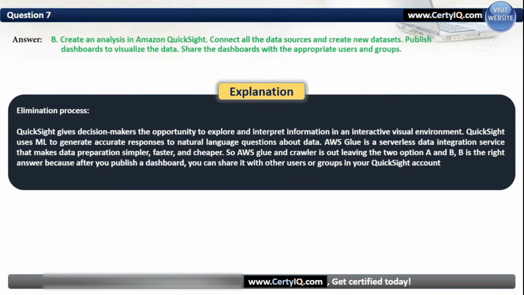AWS Glue is a serverless data integration service that makes data preparation simpler, faster, and cheaper. So, AWS Glue and Crawler is out, leaving the two options A and B. B is the right answer because after you publish a dashboard, you can share it with the other users or groups in your QuickSight account.